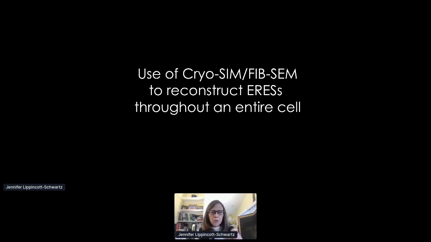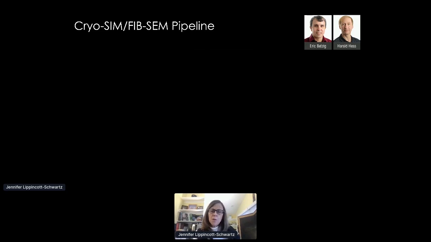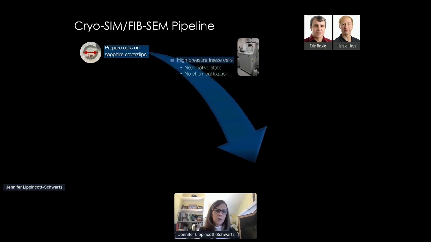And so for the rest of the talk, I want to focus on some really beautiful work that Aubrey Weigel and Qilan Chang in the lab have done using cryo-SEM, FIB-SEM to reconstruct ER exit sites throughout an entire cell. And so for that, we use this cryo-SEM, FIB-SEM pipeline developed by Harold Hess, Eric Betzig, and David Hoffman when he was in the lab. Cells are prepared on sapphire cover slips. They're then high pressure frozen so that they're retained in their near-native state with no chemical fixation.